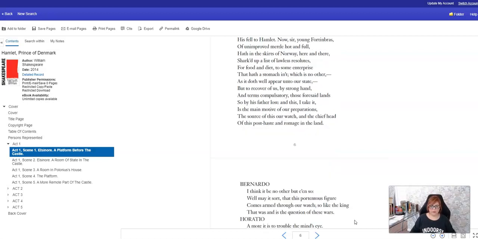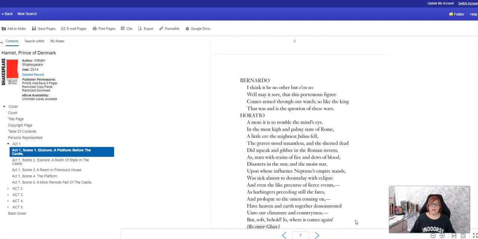So that's what's happening. Then Bernardo goes, yes, I think it be no other, but in so, well, may it sort, that this portentous figure, and he's talking about the ghost, the portentous figure, comes armed through our watch, so like the king that was and is the question of these wars. Then Bernardo's like, maybe he's coming to us in a form of a king on the battlefield, because he knows that we're about to go back to war.